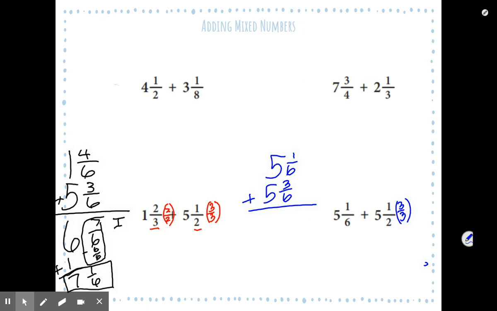All right, I'm ready to add. Add those whole numbers, I get 10. Add those numerators, I get 4. Okay, and then I'm going to mark that wrong. Why is that still wrong?